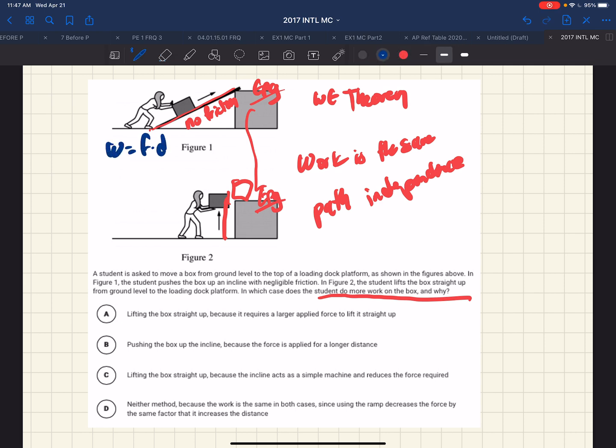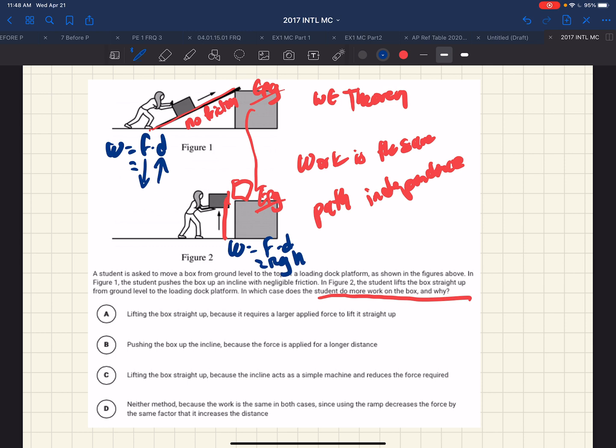Work is force times distance, and work is force times distance. So over here, the force is the weight, mg, and the distance is the height. So the work done is the gravitational potential energy. In the inclined plane, what happens is we reduce the force, but we increase the distance. That's what the inclined plane does as a simple machine. It reduces the force necessary, but we have to move a greater distance.